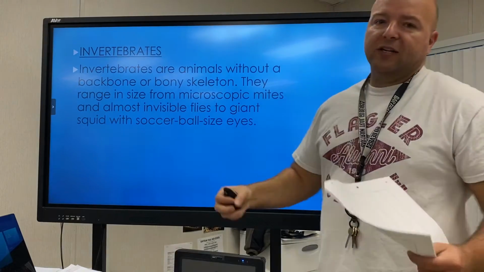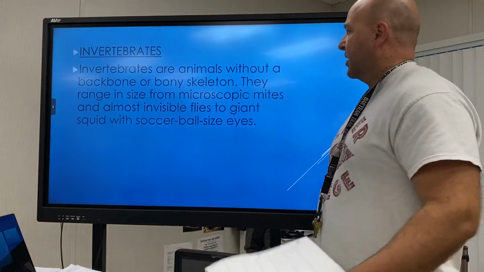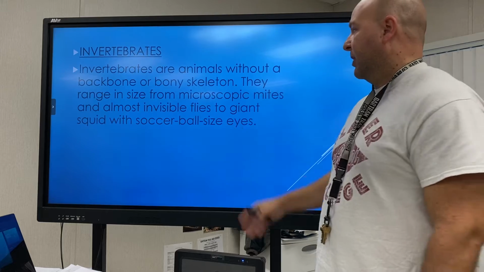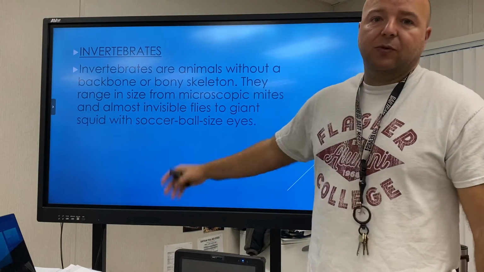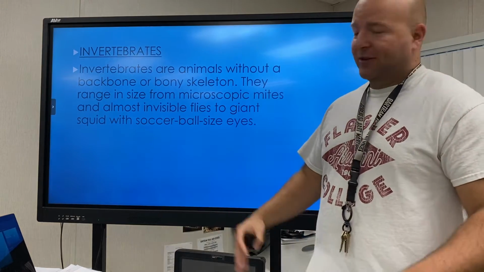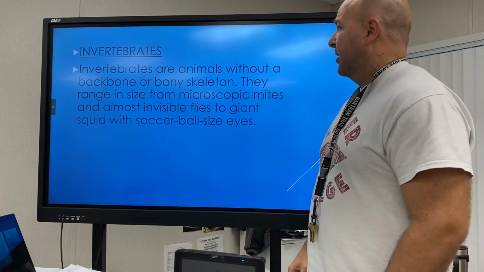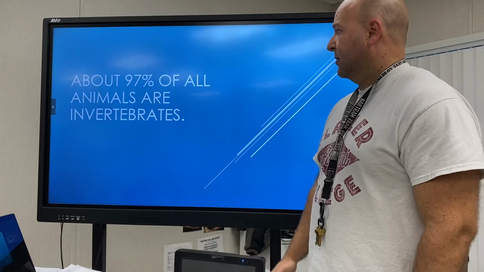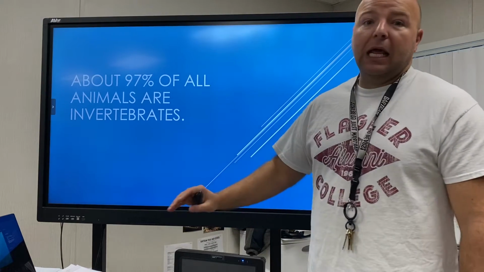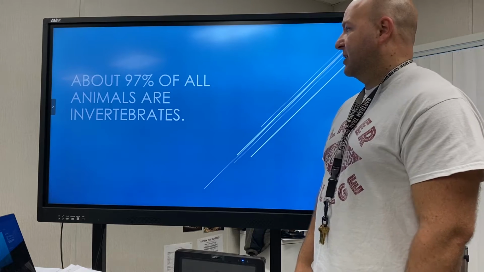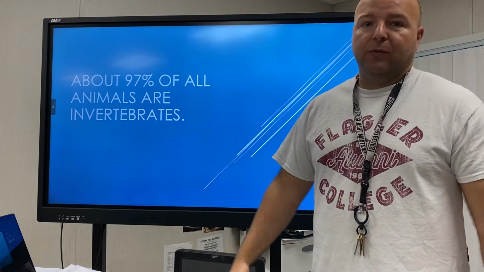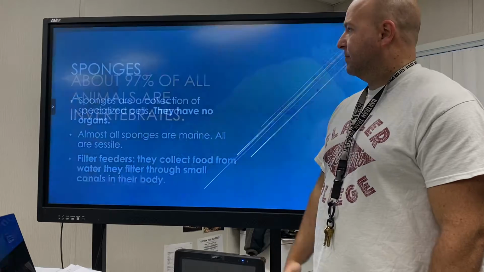So they range in size, a huge range of size, from little tiny microscopic mites that are essentially invisible, all the way up to giant squid who have eyes the size of a soccer ball. So just a huge range of the size that invertebrates can be. And there are lots and lots of invertebrates. So we're talking about 97% of all animals throughout the animal kingdom.